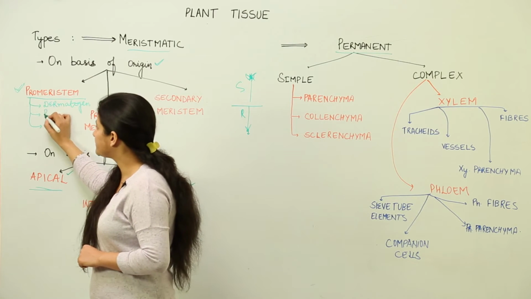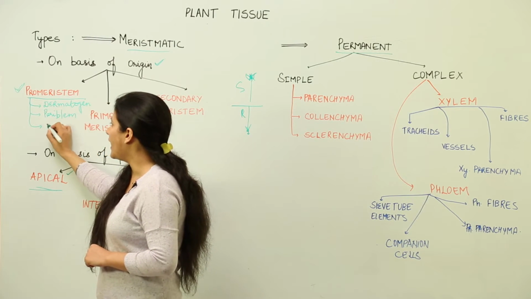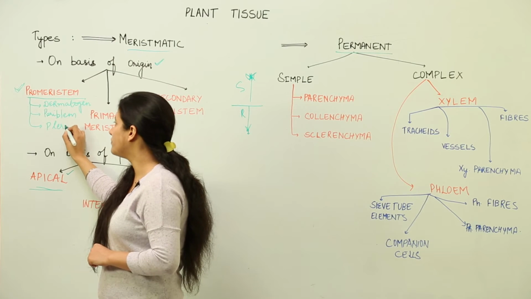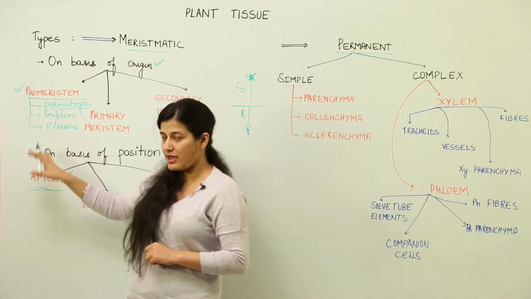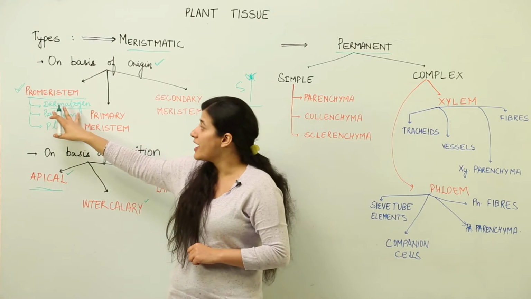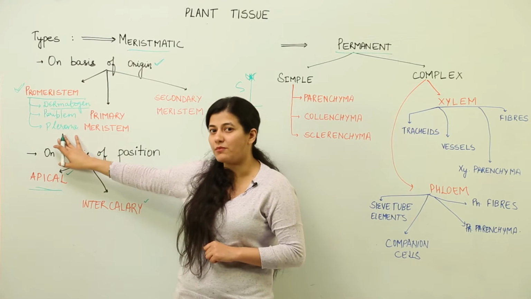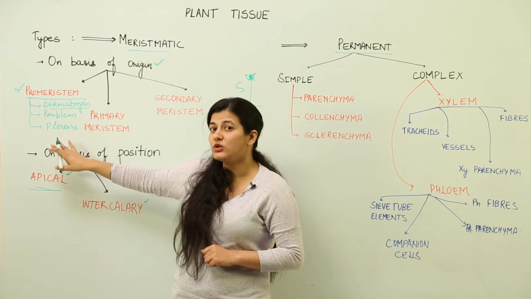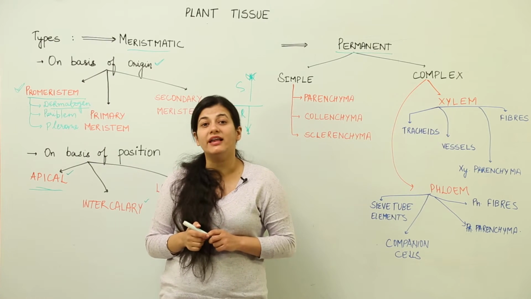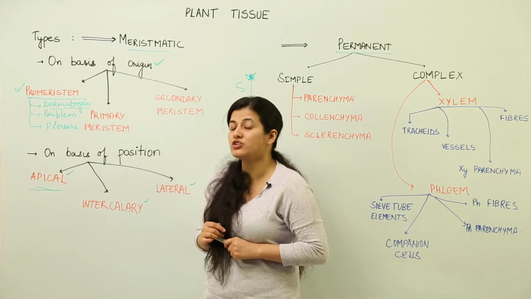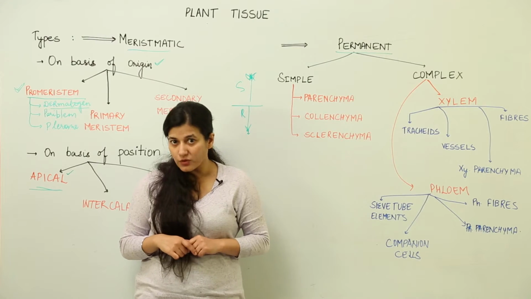Then comes periblenum and then comes plerome. Dermatogen, once the skin has been formed in the apex from the promeristem, periblenum would form the cortex and plerome would form the procambium, from where the vascular tissue would originate. Vascular tissue, you must remember, it is the xylem and the phloem in plant which is responsible for carrying out the activity of conduction and transport of sap.